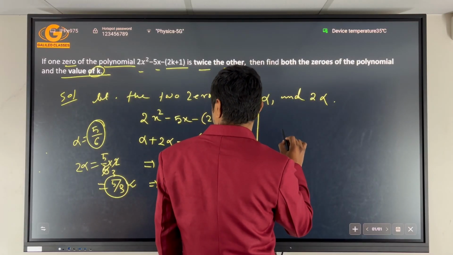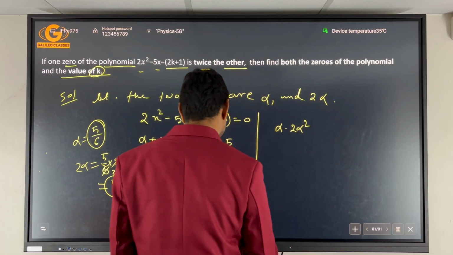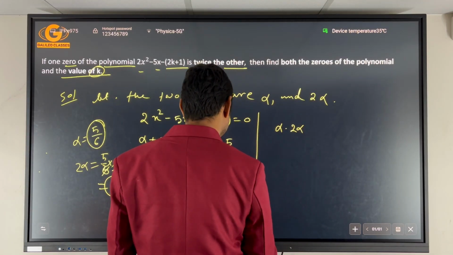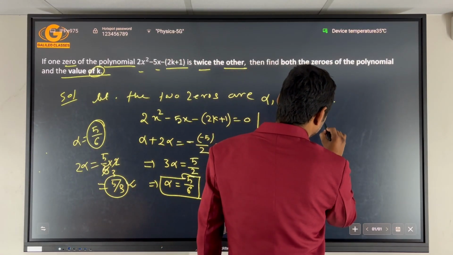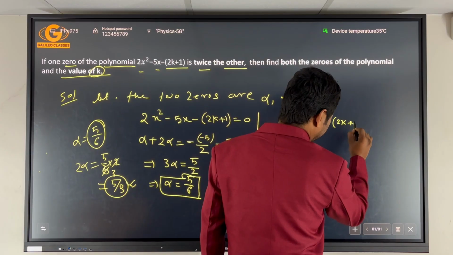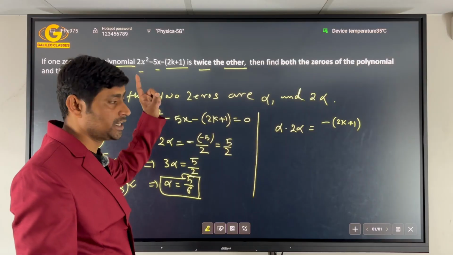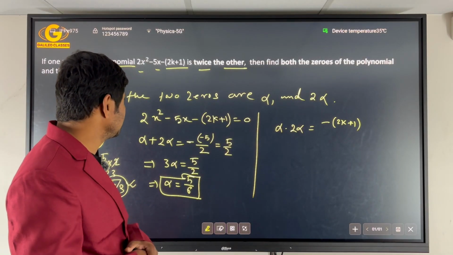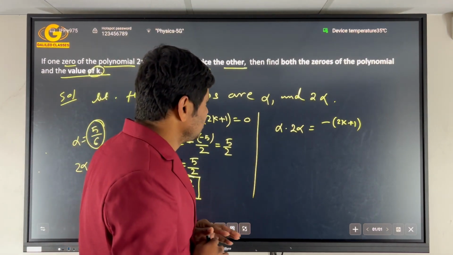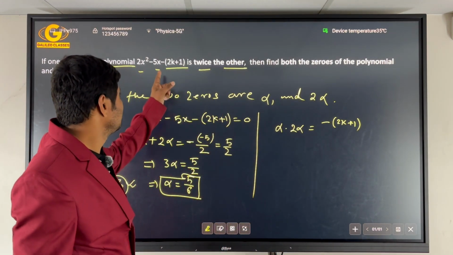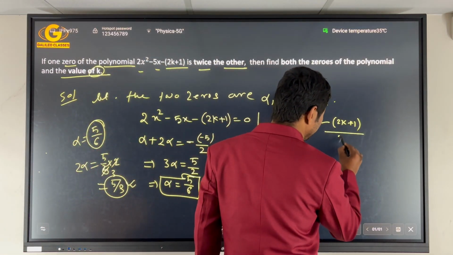Product of the roots, that means alpha into 2 alpha. Alpha into 2 alpha is equal to c. Here c is 2k plus 1. Always we have to take with sign the value of constant, coefficient of x and coefficient of x square. So c is, here c is minus of 2k plus 1 by coefficient of x square.